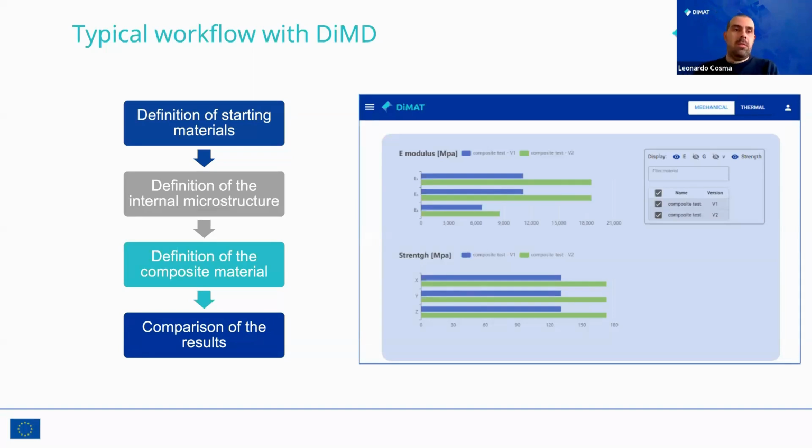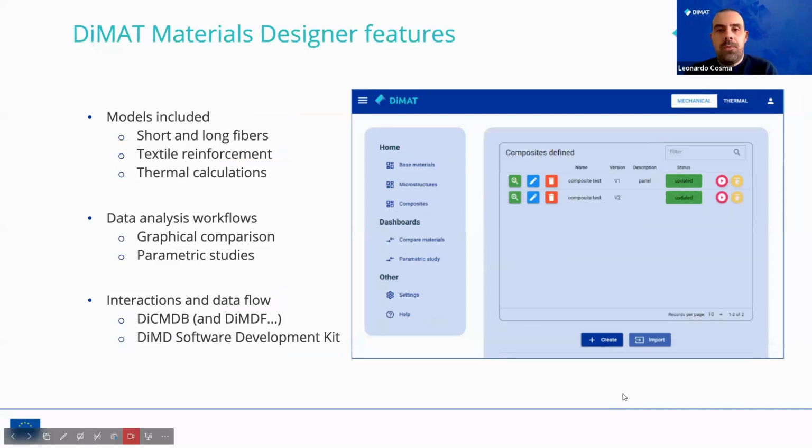Now, I will just give you a brief recap of all the features of this toolkit. First of all, we support different kinds of possible microstructures. We started with short and long fibers, but we are implementing also textile reinforcement with different types and geometries. And we also plan to support thermal calculations, so it will be possible to assess also the thermophysical properties of materials.